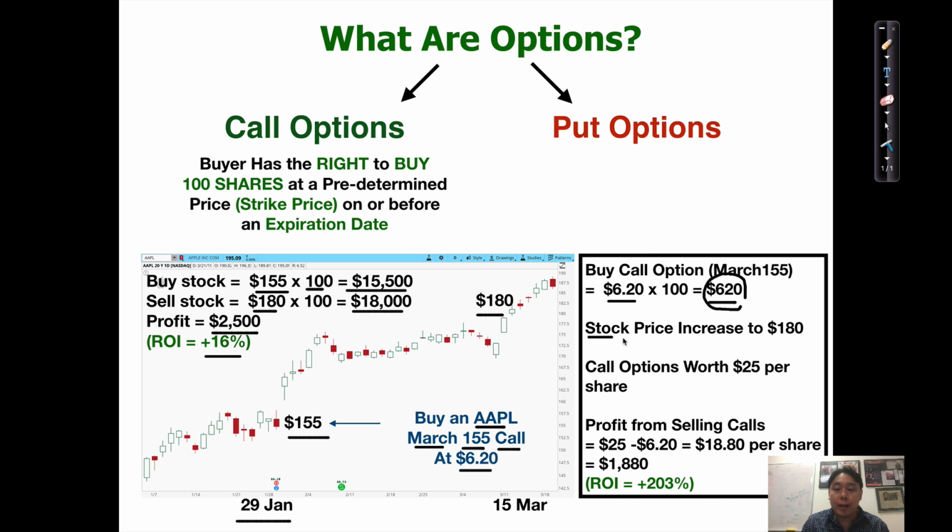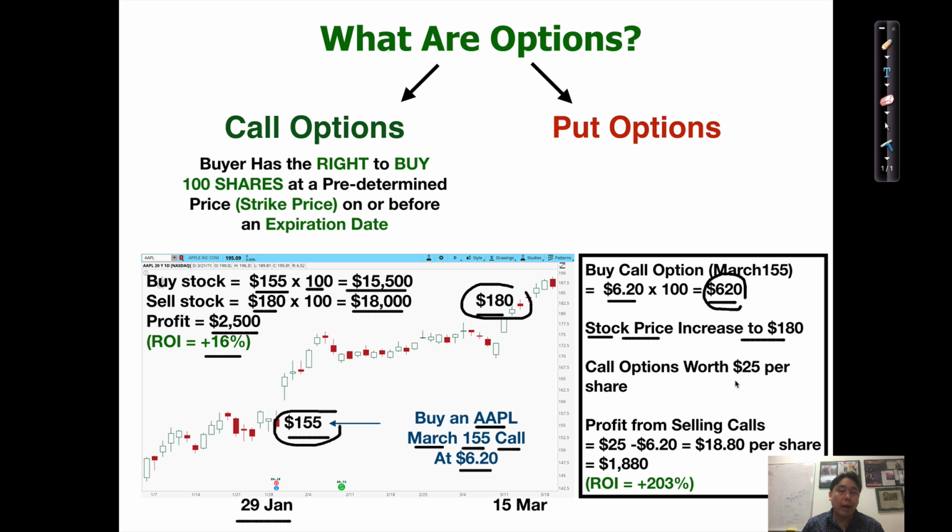So again, the stock price rises to 180, like in the first scenario. So the stock price goes to 180, but you have the right to buy it at 155. So if you were to exercise your right, we call it you exercise your options, which means you buy the shares at 155 and sell it at 180, what would the profit be? The profit would be 180 minus 155. That would be a profit of $25.